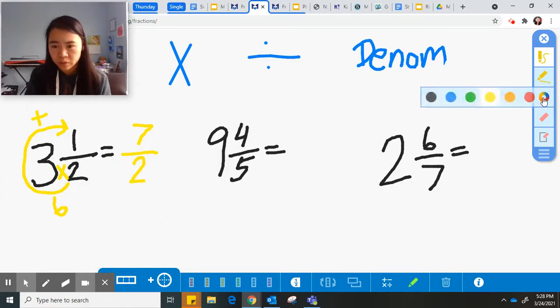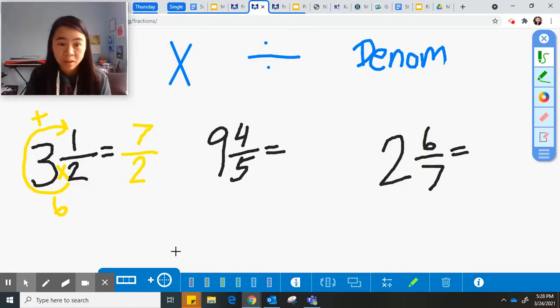Okay, let me choose a different color. The yellow might be a little bit tough to see. But same thing, around the world, multiply, add, keep the denominator the same. So if you really wanted to go ahead and write the denominator, you could do that. The numerator is the one that we have to do all of our work for. Okay, so we're going to multiply here. 9 times 5 is 45. And then we're going to do the around the world. So 45.